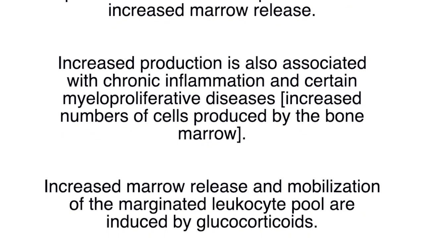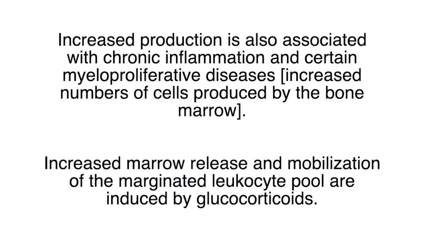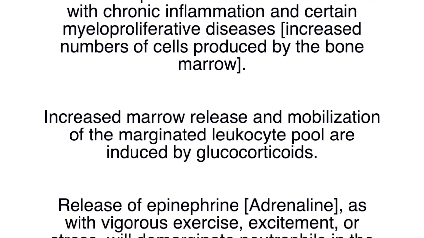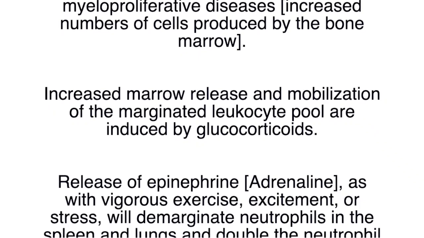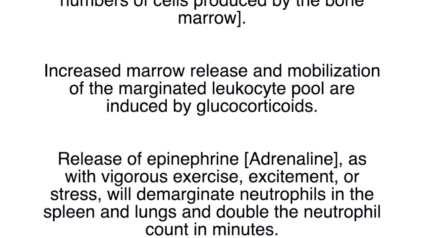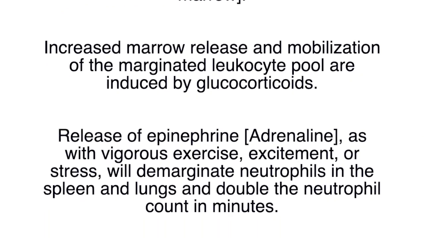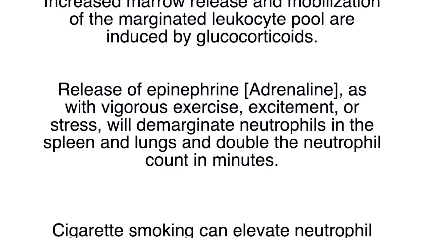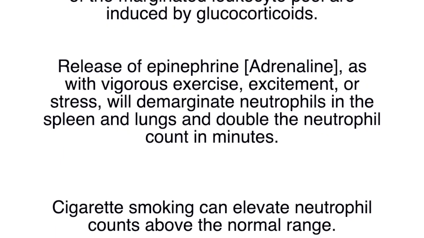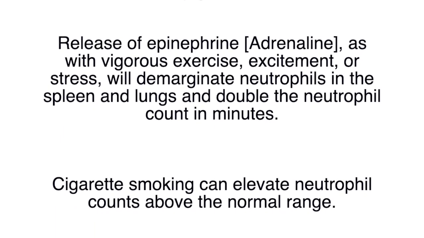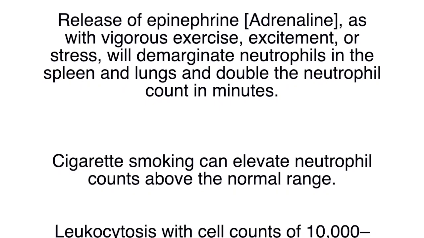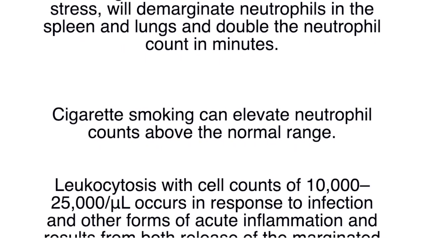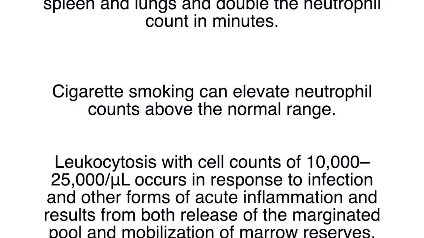Increased marrow release and mobilization of the marginated leukocyte pool are induced by glucocorticoids. Release of epinephrine, that is adrenaline, as with vigorous exercise, excitement, or stress, will demarginate neutrophils in the spleen and lungs and double the neutrophil count in minutes. Cigarette smoking can elevate neutrophil counts above the normal range.